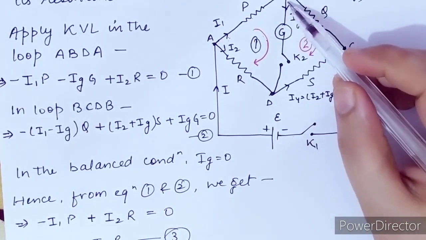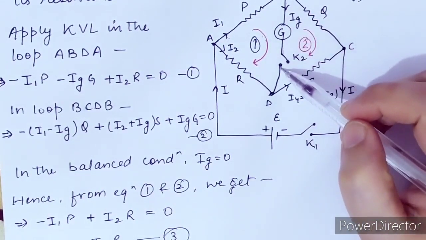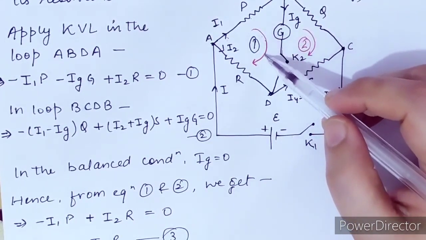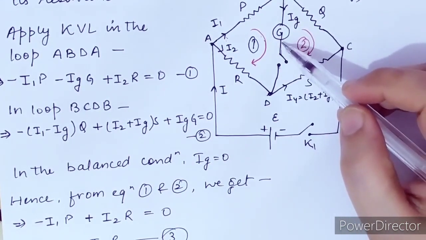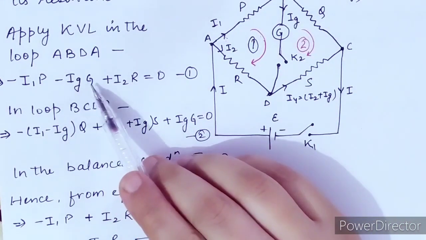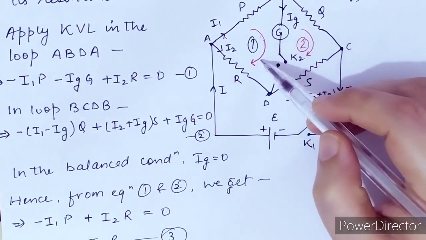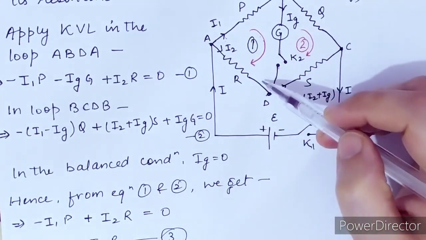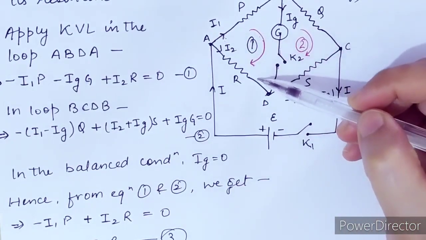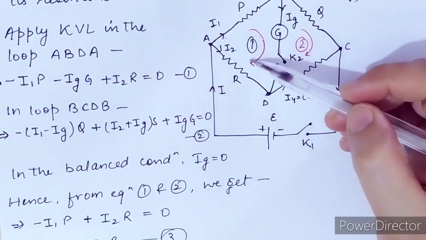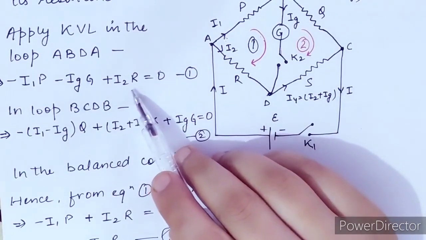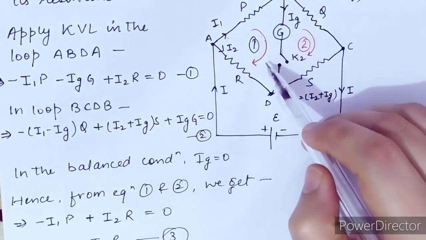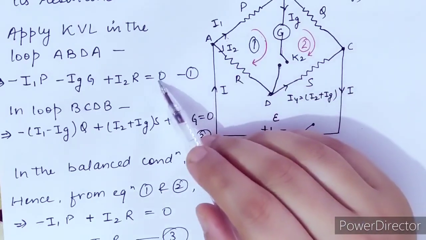Now the direction of current through this galvanometer arm and the direction of the loop are in the same direction, so the value will become negative, and the resistance here is G. So minus Ig into G. Again for this arm AD, the current is coming this way and the loop is going this way, both in opposite directions, so the value will be positive, plus I2R. There is no cell connected in this loop, so it equals 0.